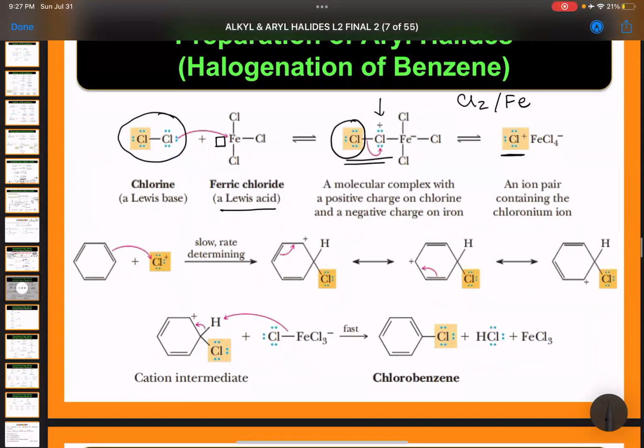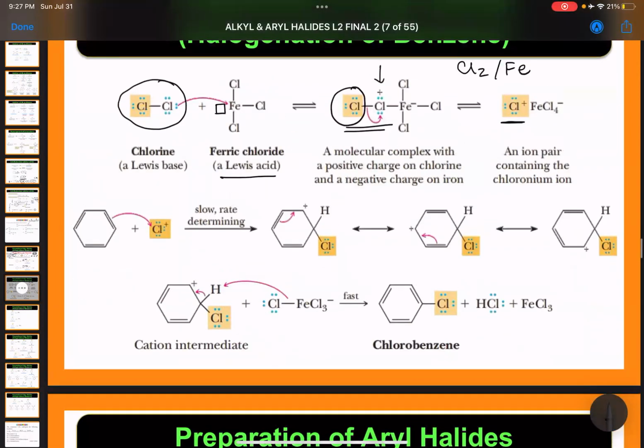Okay, the next thing is what this Cl plus will do. You have taken a benzene ring. This benzene ring has pi electron density above and below the ring. So this Cl plus will go and abstract the pi electron of this benzene, and this type of intermediate is going to form. The pi electrons which were part of the benzene ring are now pulled out by Cl, and that's how we have a plus charge.